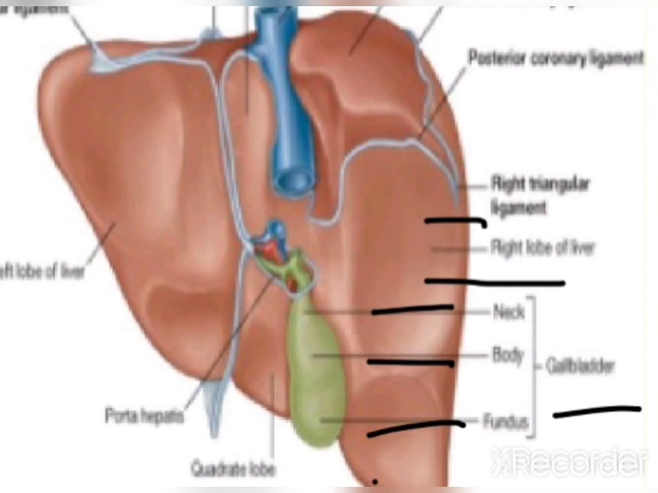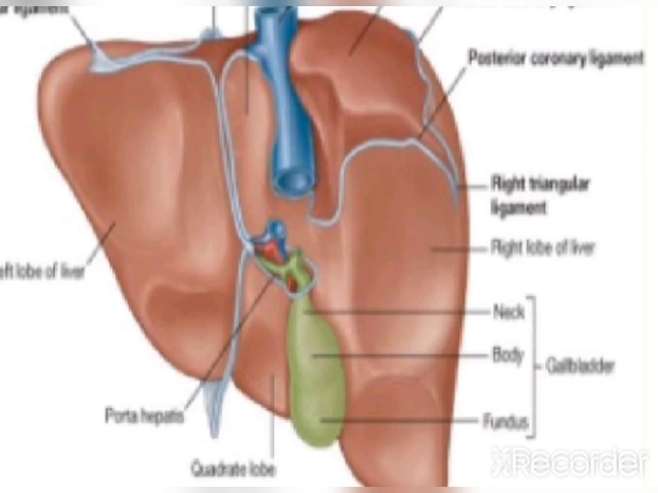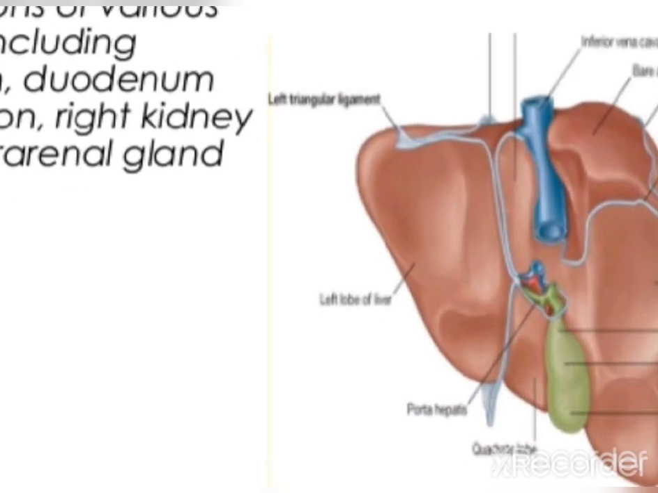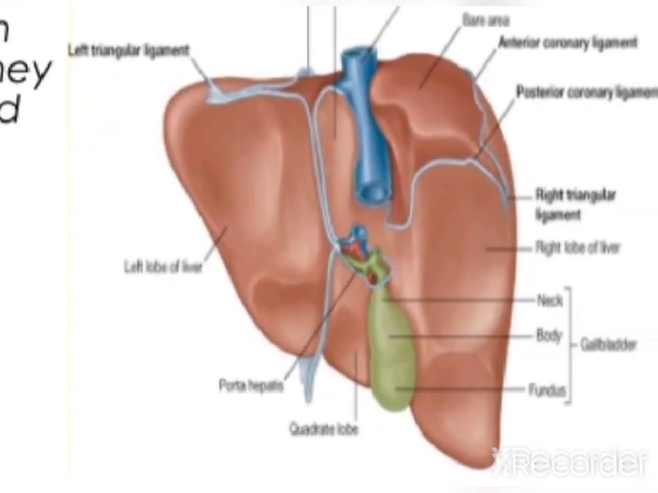And this is the quadrate lobe. Then there is the porta hepatis, this is called the porta hepatis. And this is the ligamentum teres here. So these are the various structures present in the impressions on the inferior surface of the liver.